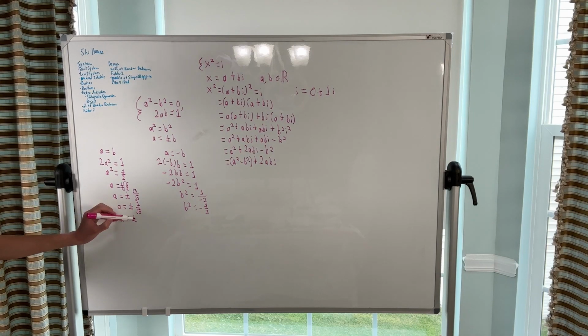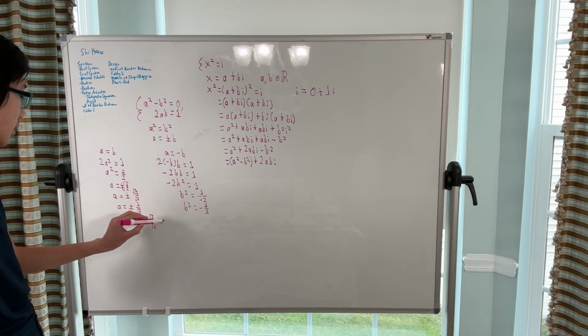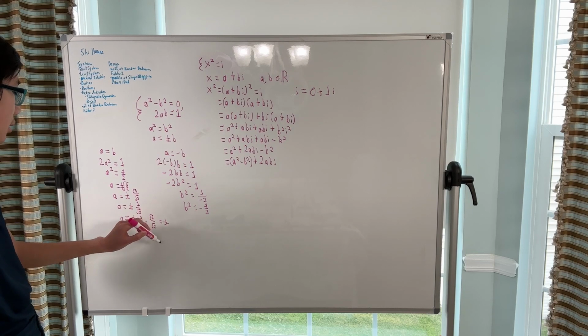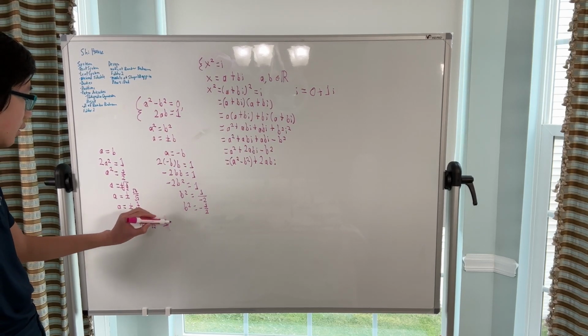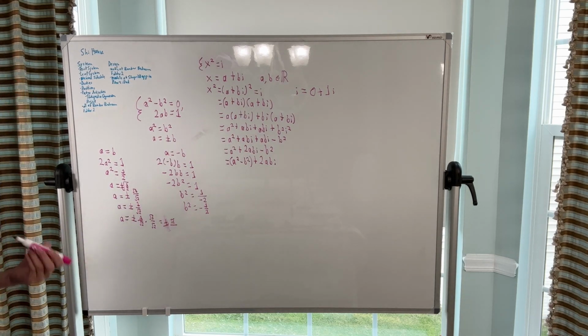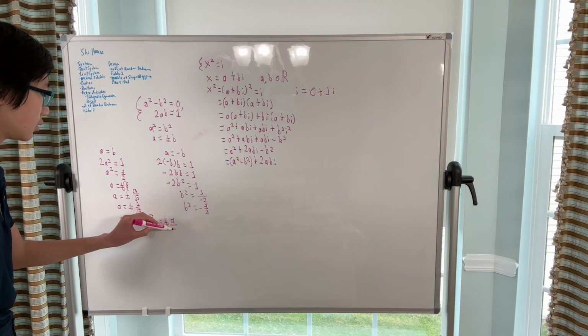Doing so, we can multiply 1 over the square root of 2 by the square root of 2 over the square root of 2, which means that the result is plus or minus the square root of 2 over the square root of 2 times the square root of 2, which is just 2.